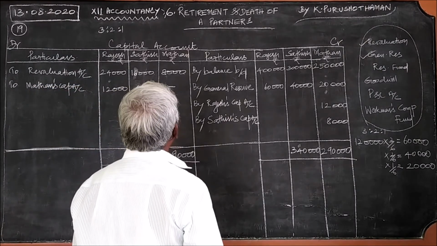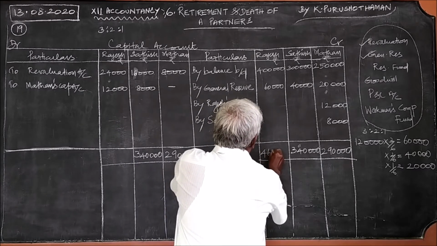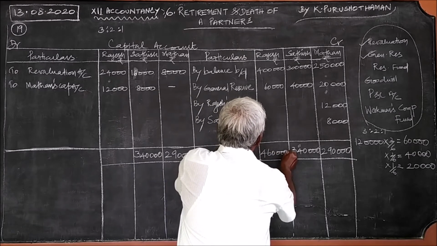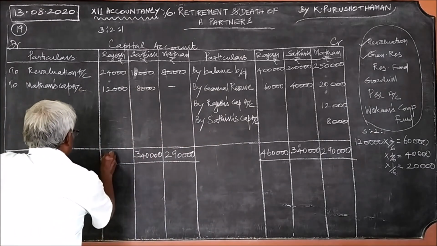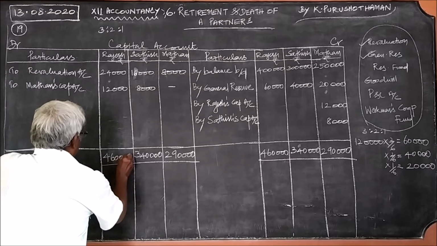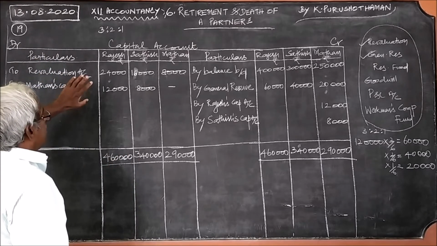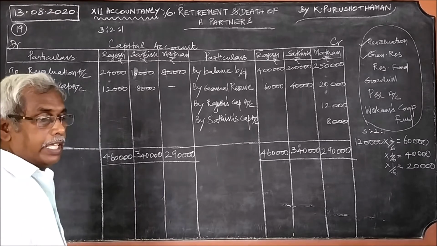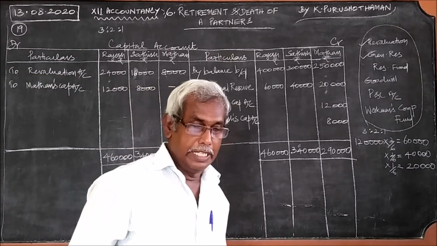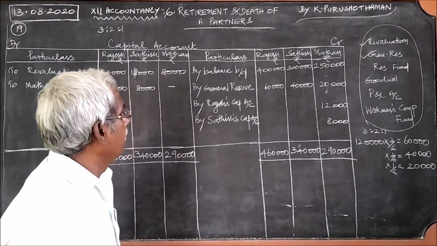And Rajesh, it is 4,60,000. You write the same 4,60,000 here. Now, after minusing this amount, we should find the final figure that is coming under balance carried down. Okay, we shall see now one by one.